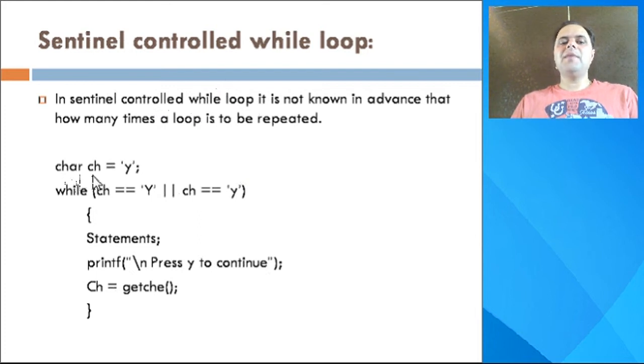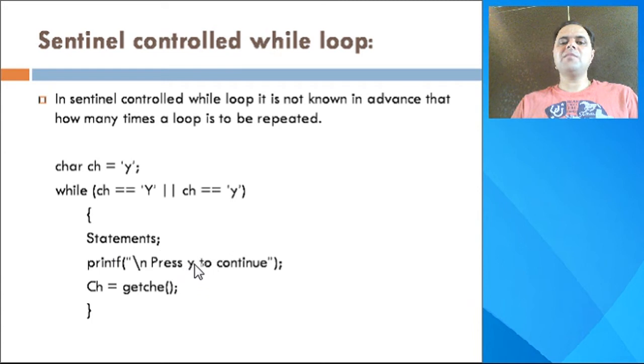be executed. For example, we have taken a character ch and initialized it with the value y. So until ch is equal to capital Y or small y, the statements of the loop are executed. If you want to execute the loop again, you have to press y to continue. If you press y, the getch will capture the value of y and put it in ch. So you have pressed either capital Y or small y. If either of these conditions is true, then again this loop will be executed, and then you have to press again. If you want to continue, you have to press y, otherwise you will press some other key.